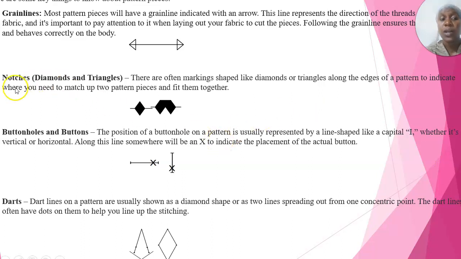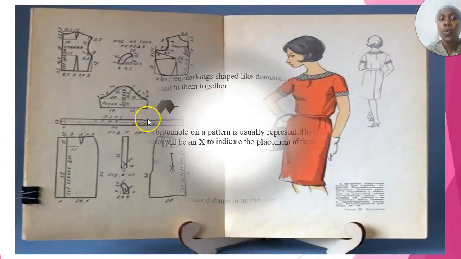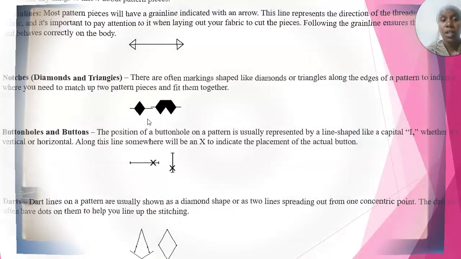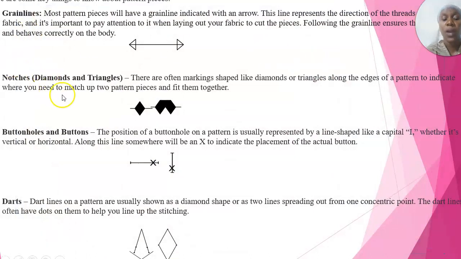The next one we have here is the notches. They can be either in a diamond shape or a triangle shape that you can see here. This is an example of a diamond shape notch. The notches indicate where you need to match up your two pattern pieces and put them together.